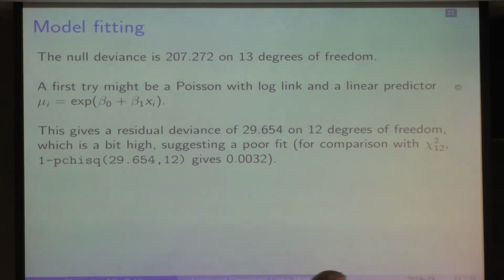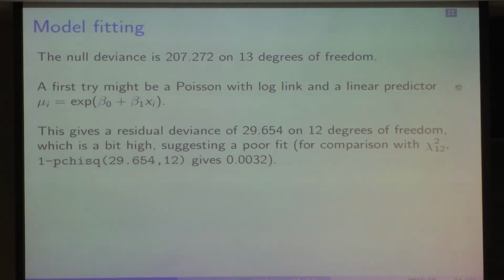So if you test that against a chi-squared distribution with 12 degrees of freedom, this gives you the p-value. The 1 minus is because we want the upper tail. And you get 0.0032. So that's a fairly small p-value. Again, you might be a little bit worried about how good a fit the deviance is to a chi-squared distribution here, but I think this value is small enough that we do have evidence of a poor fit, even with that caveat. So we might want to think about how we improve this fit.